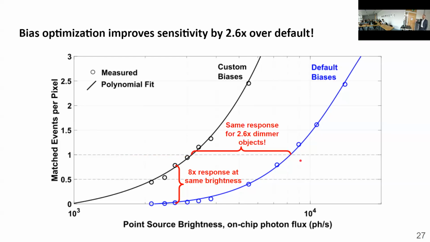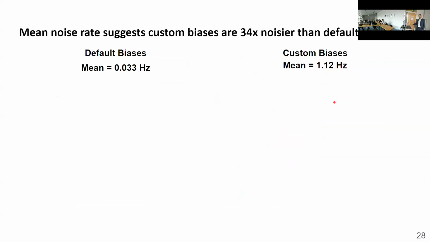And I see that for the same response probability, I get 2.6 dimmer objects with my custom biases than I was getting with the default biases. So that's great, but we also talked about how noise is potentially a problem here. And if I just look at the noise rates compared between the default biases and my custom biases, the picture doesn't look so great because I've increased my overall noise rates by a factor of 34 times.